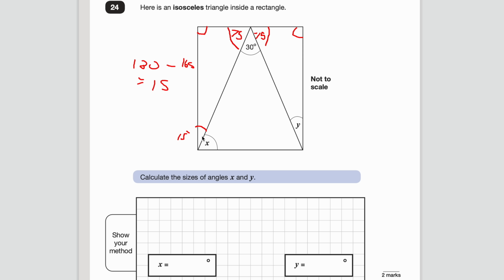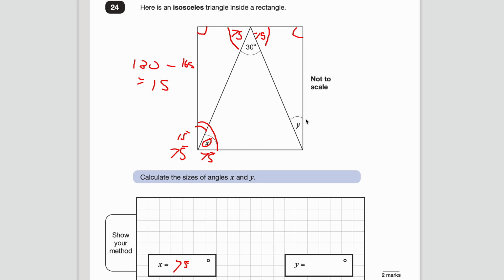Again, that doesn't really help us at the moment, but it will help us work out X because in total, this right angle is 90 degrees. So if we've got this chunk of it, we can work out X. 90 subtract 15 is 75. So that is the value of X, 75 degrees. Put that in the box.